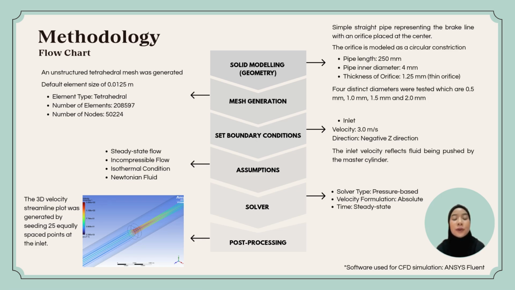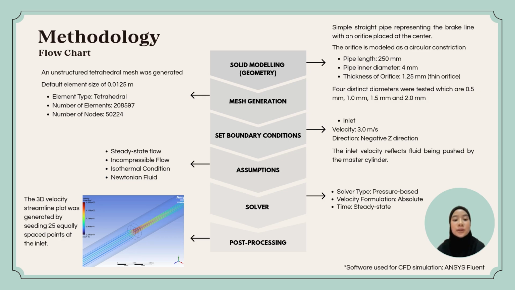Firstly, the geometry of our model is based on a simple straight line pipe consisting of the inlet and orifice at the center as well as the outlet. The orifice is modeled as a circular constriction. To simplify the simulation, we maintain the pipe's dimensions as constant with a length of 250 mm, inner diameter of 4 mm, and the thickness of the orifice is 1.25 mm. This geometry is designed using the ANSYS Design Modeler. It is then imported to ANSYS Workbench in .agdb file format since it is directly linked to ANSYS Fluent.